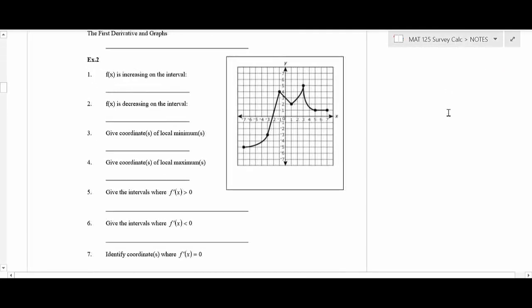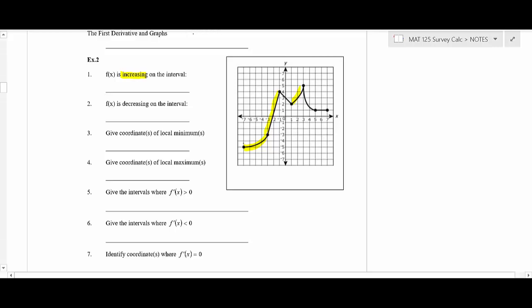So this example 2, we're doing a different graph. First thing we're going to do is identify every place where this function increases. Well, one place would be from there to there. The y values are getting bigger. You're going up the roller coaster. Another place would be from here to there, and then a third place would be from there to there. So those would be all of the places where that function's increasing.